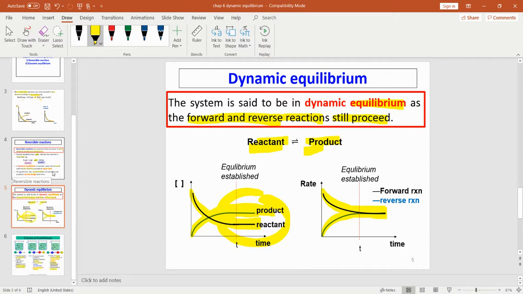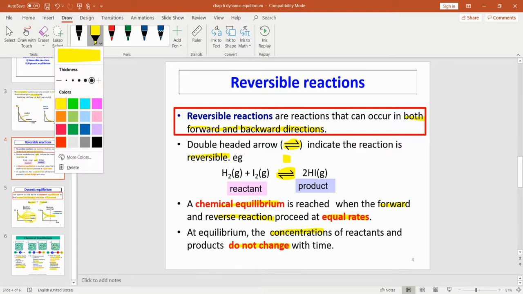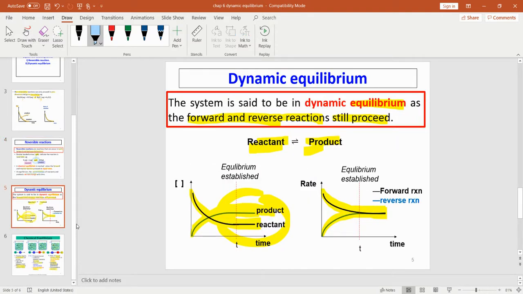Now let us revise again. What is the important thing here? Remember, a reversible reaction can occur in both forward and backward directions, and we must use the reversible arrow. Let's remember this, reversible arrow. And the concentration does not change with time. Also remember this graph, concentration versus time. When equilibrium is established, it becomes constant.